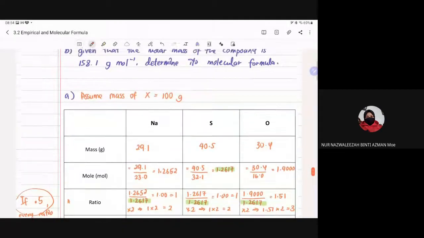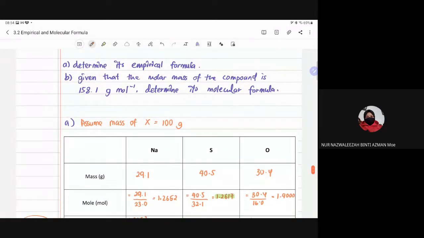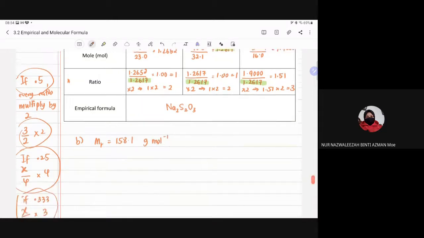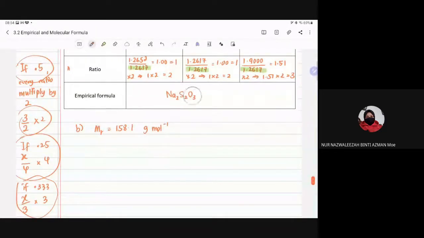Okay. And then kita sekarang untuk B, kita nak determine dia punya molar mass. Okay, so molar mass dia B, kita nak tentukan molecular formula. So Mr dia bagi tahu 158.1 grams per mol. Jadi kita guna yang ini, 2 kali Na 23.0 tambah 2 kali 32.1 sulfur tambah 3 kali 16.0. Keseluruhannya darabkan dengan N, we should get 158.1.